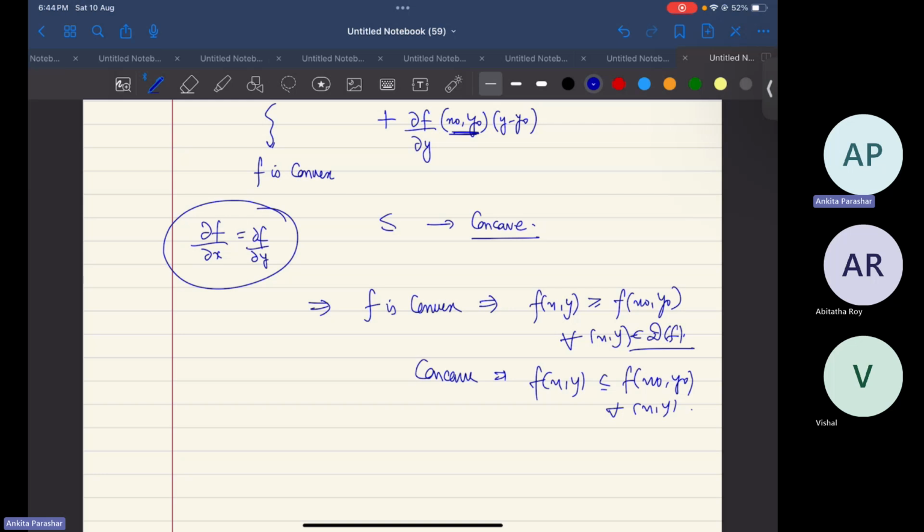So we do not know how to find local minima or maxima for a general function, but we know for convex and concave.